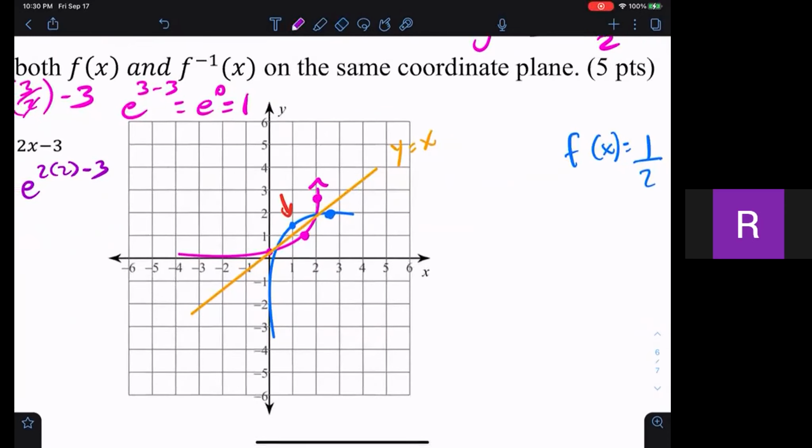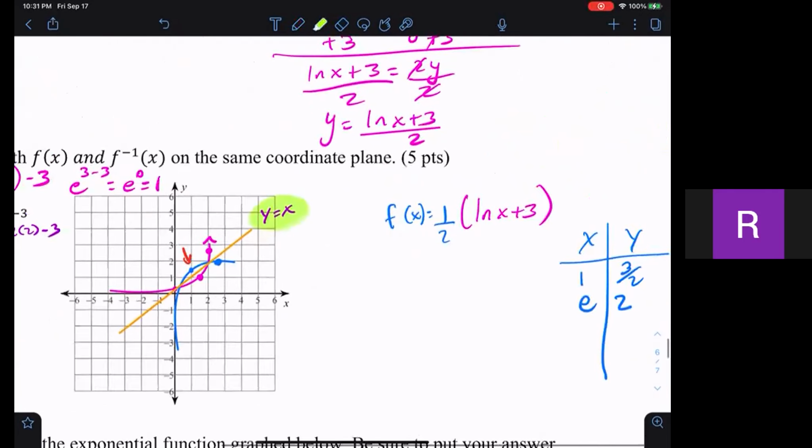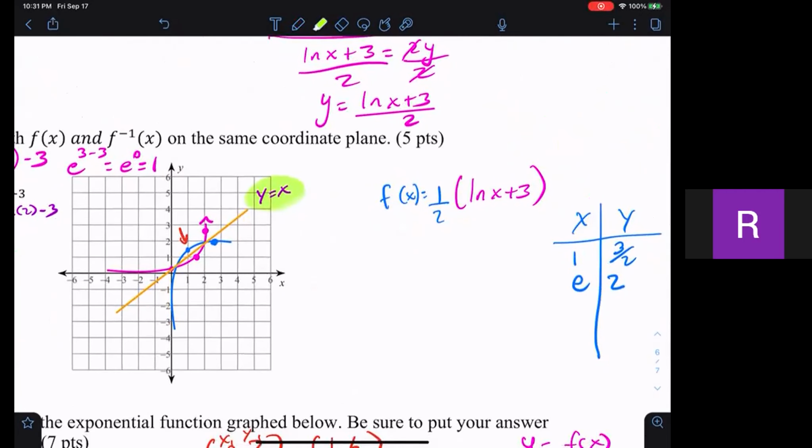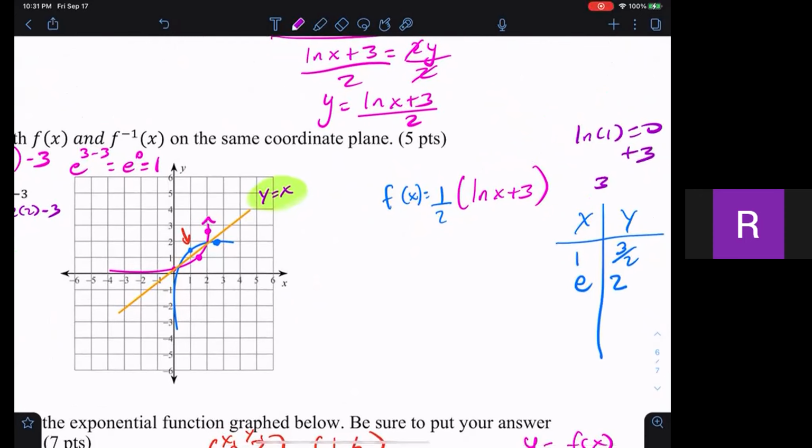And remember, the symmetry is around the line y equals x, right? Like I mentioned in class. Now you can use the same method for this graph. So here I can put ln of 1. ln of 1 is 0, and 0 plus 3 is 3, and times 1 half is 3 halves. So that's what I have here, right?